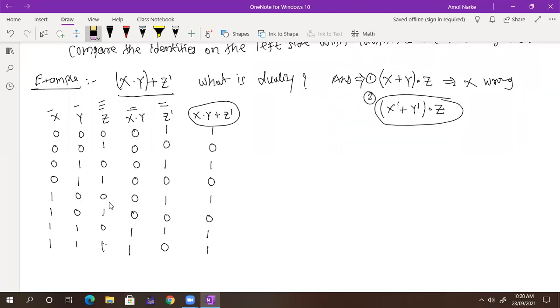This is my table for the right hand side. So for that statement, you need to draw a table for the left hand side. Draw a table for this and tell me whether these two tables are equal or not. If it is equal, then the duality expression of that particular statement is this. Check whether it is true or not. Find out.